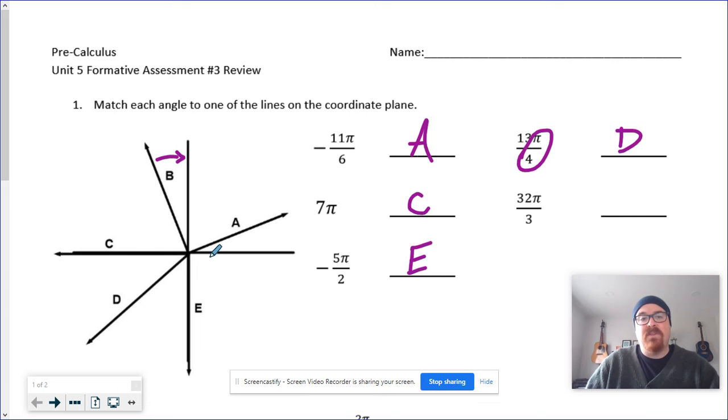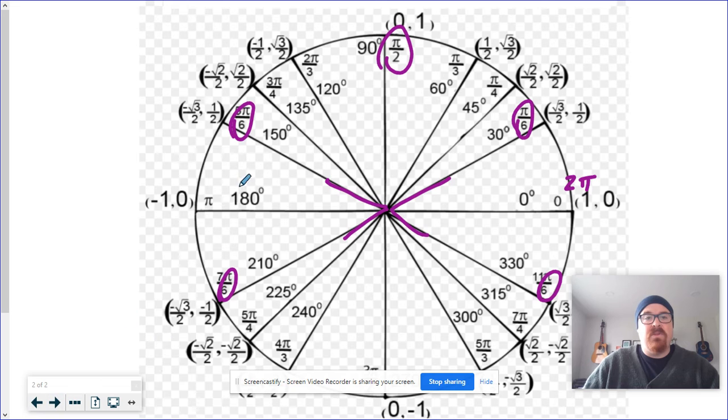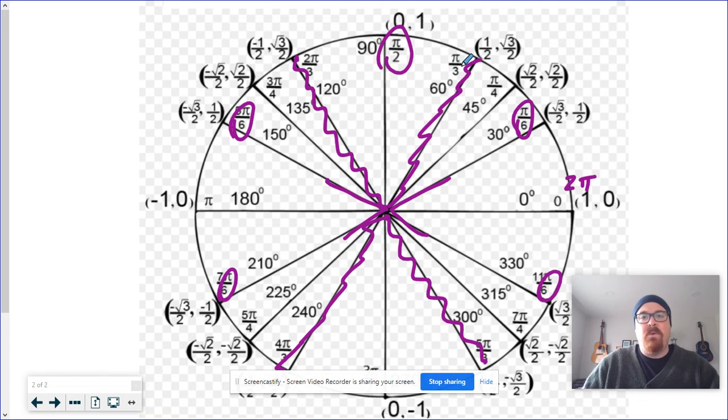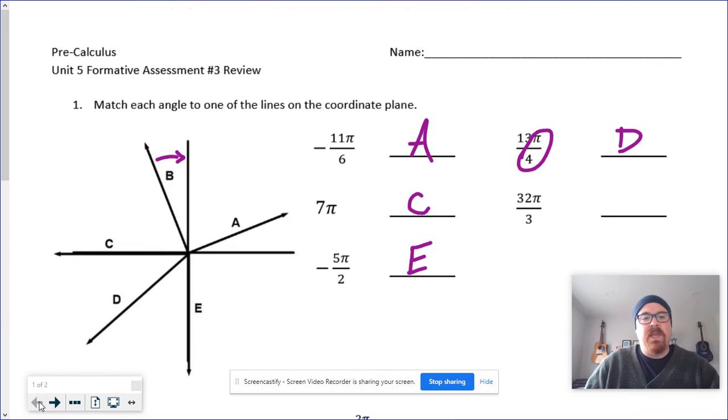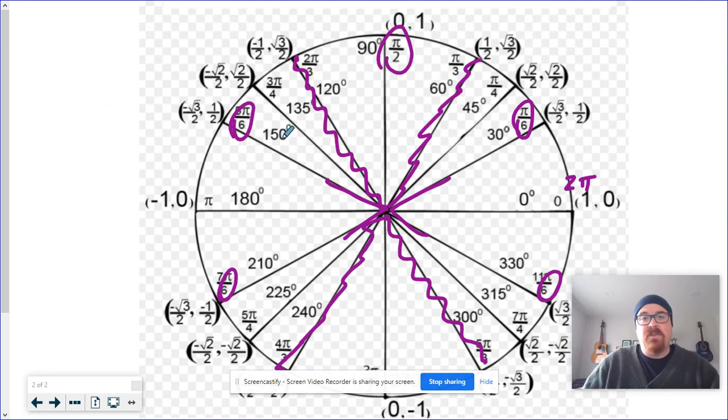The angles that are closest to the y-axis are this angle here, this angle here, this angle down here, and this angle down here. And all four of those angles are pi over 3 angles. So this would be B, right? Is it 32 pi over 3? You could check if you wanted to. You could come over here, right? We talked about this in class.